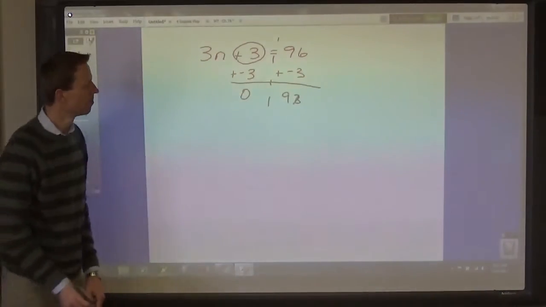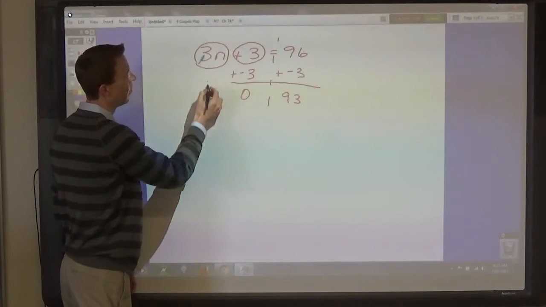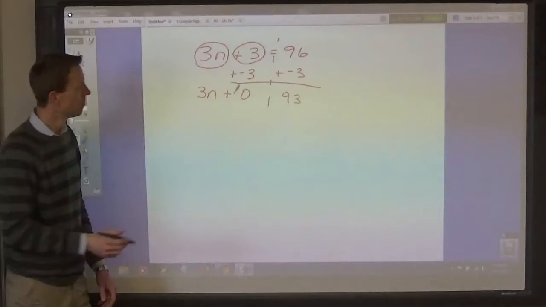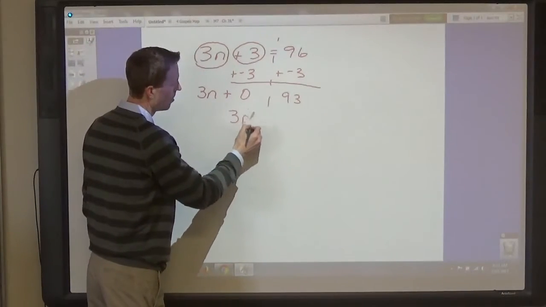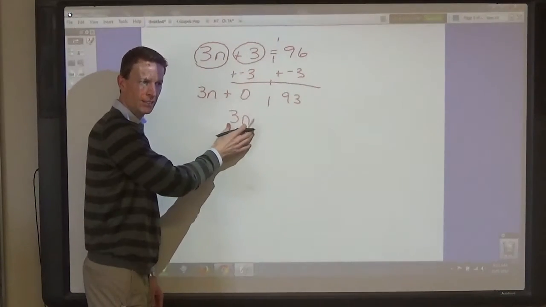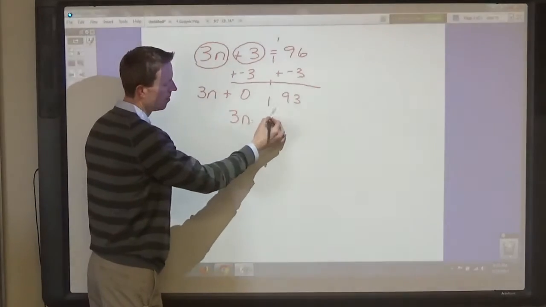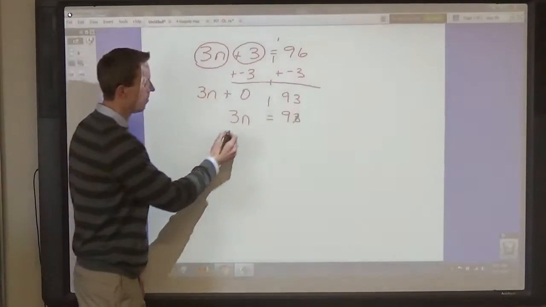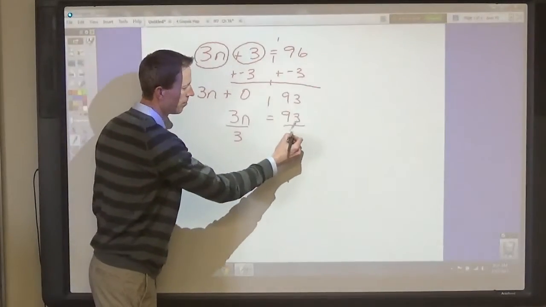And then you have to get n by itself. So first we bring this down, 3n plus 0. And then you want to get n by itself, so put it over 3. Then we have to simplify this, and that equals 93. And then you do 3n divided by 3, and you do the same to 93.